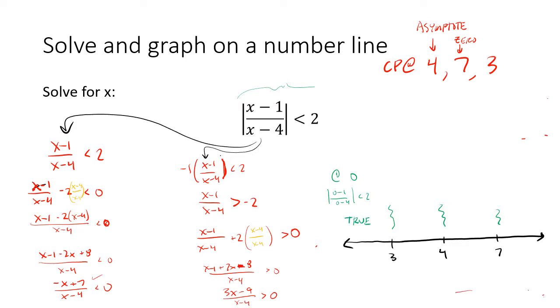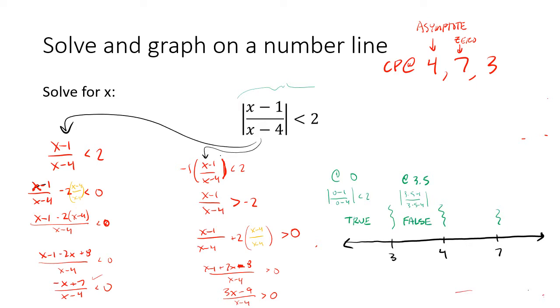Okay, now let's pick a point between 3 and 4. So this one kind of sucks because we have to do like 3.5 or something. So if we plug in 3.5, 3.5 minus 1 divided by 3.5 minus 4, that's going to be 2.5 divided by negative 0.5, which is negative 5, right? Now, absolute value of negative 5 is 5. Is 5 less than 2? No, it's not. So this is false.